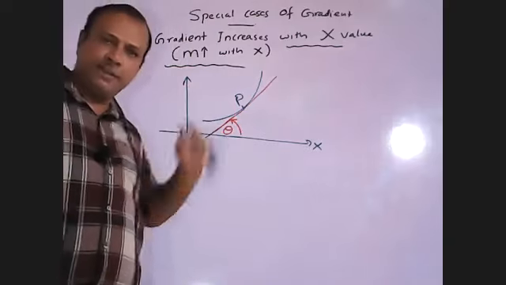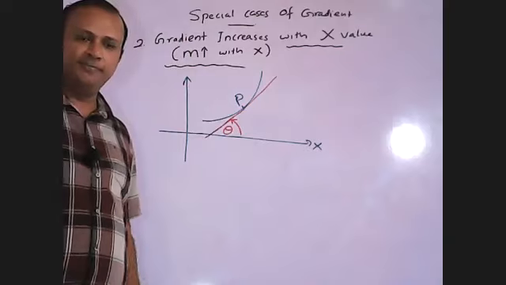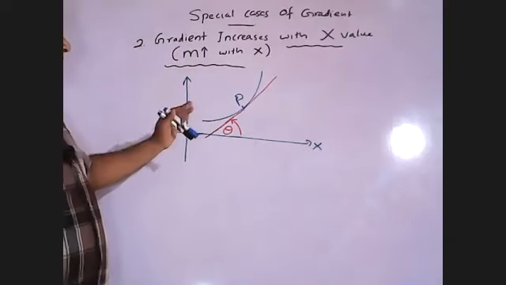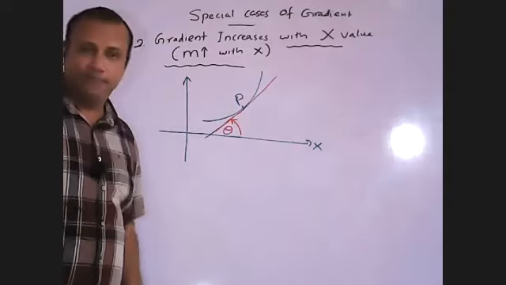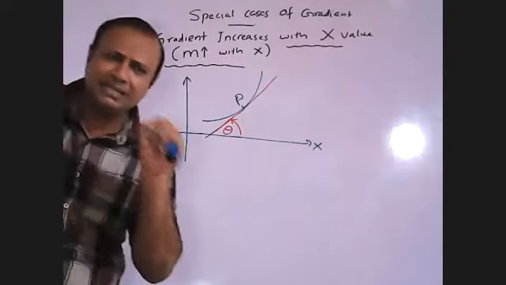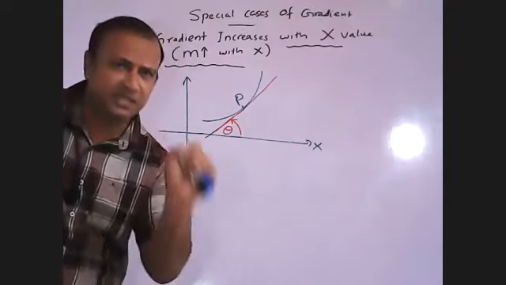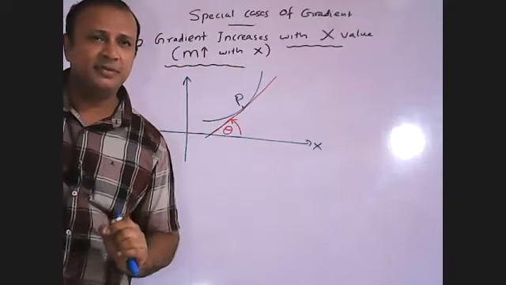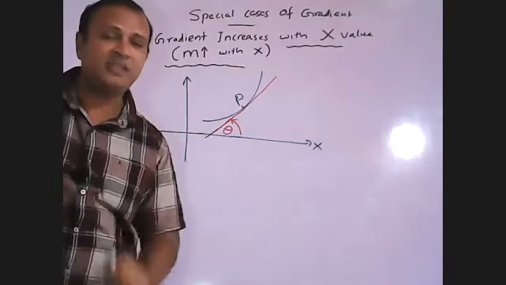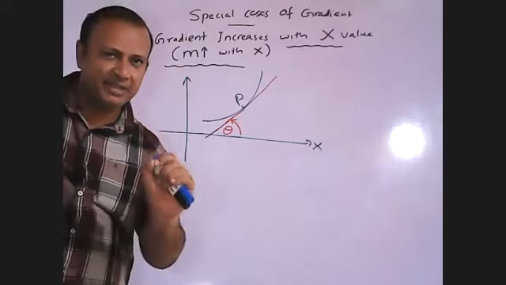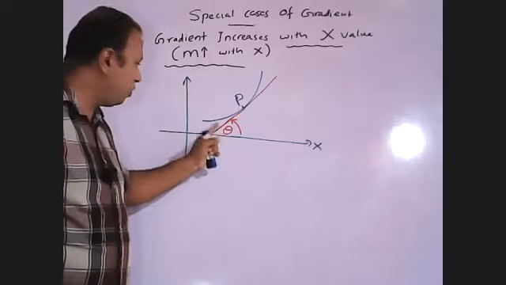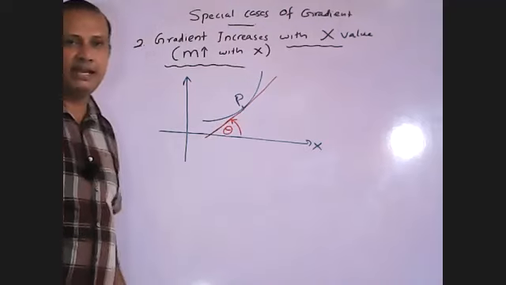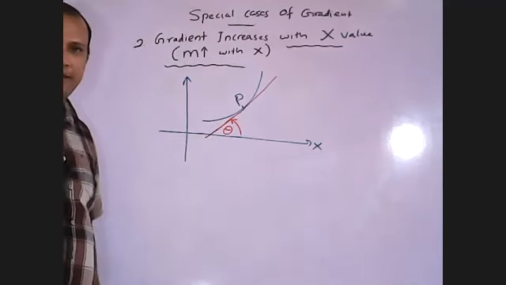Please look at the board again. Now I have drawn a tangent, the tangent at point P. What is a gradient? It is the tan value of this angle.